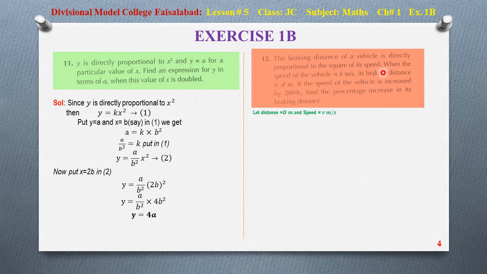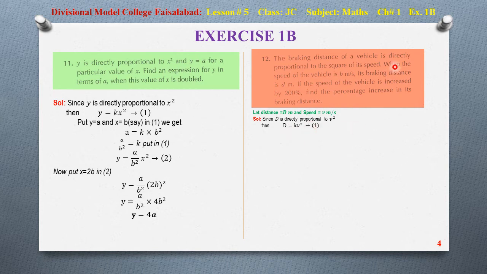Now it is said that braking distance is directly proportional to square of its speed. So D is directly proportional to V square. So write this statement in algebraic form. D is equal to kV square. This is equation number 1.